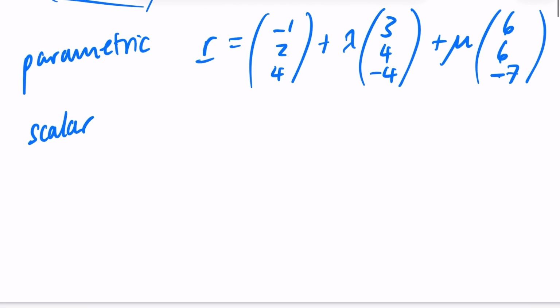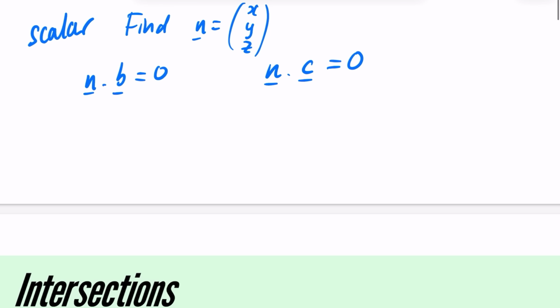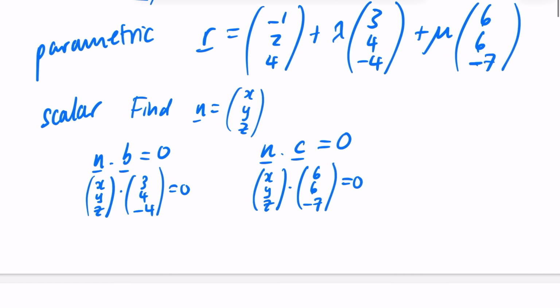So the aim of this is we are going to find a vector n, which I'm just going to call x, y, z. We're going to find out what x, y, and z are, such that when you do n dotted with b, you get 0. In other words, they're perpendicular. And n dotted with c is also equal to 0, so that they are perpendicular. So this means that x, y, z dotted with the b vector, which is 3, 4, minus 4, has to be equal to 0. And my n vector x, y, z dotted with the c vector, which we've gone with 6, 6, and minus 7, has also got to be equal to 0.